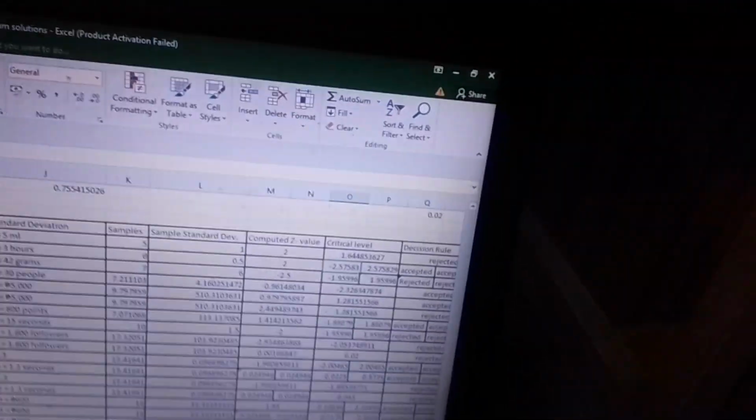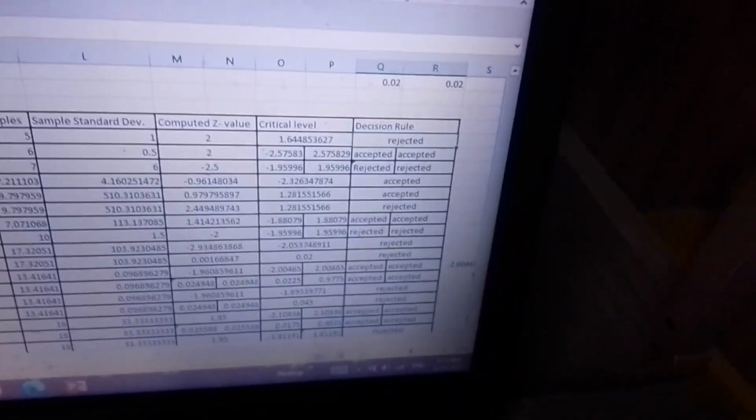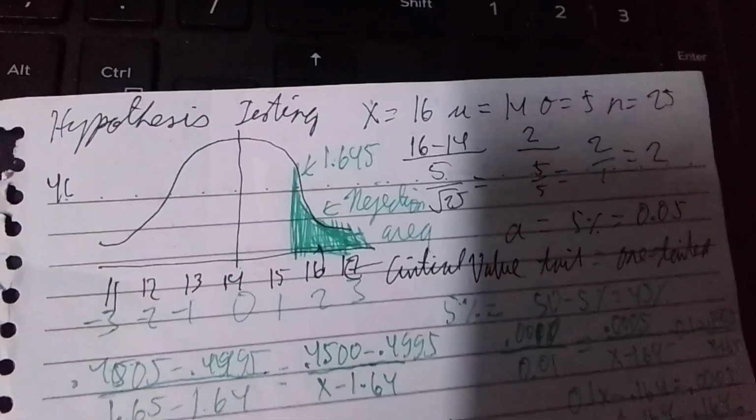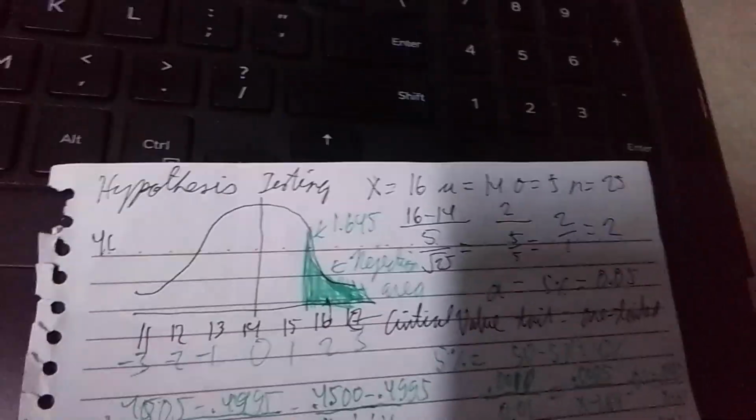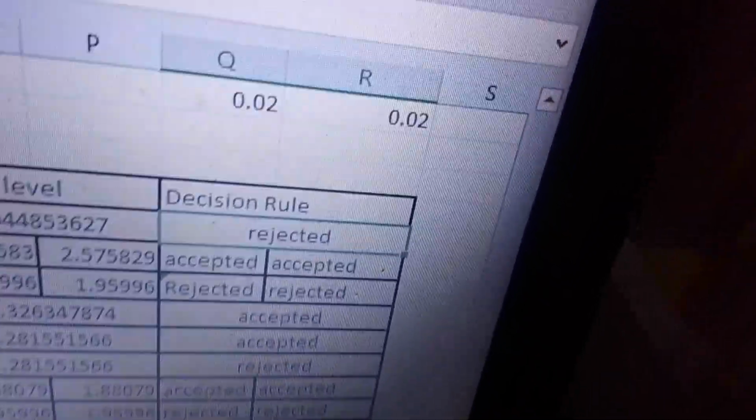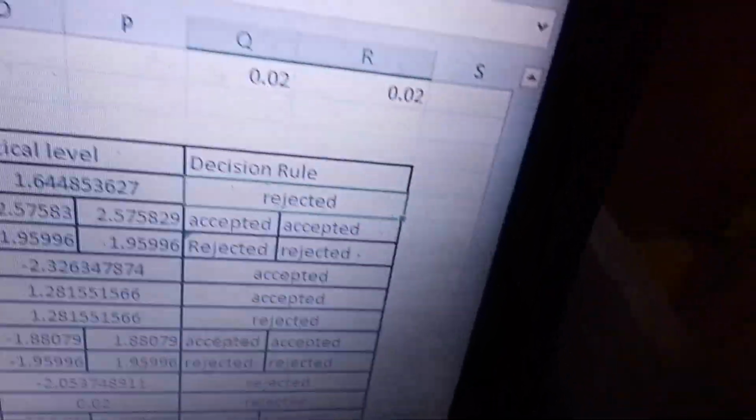And then the last thing you need to do is the decision rule. When we say decision rule, this tells if the null hypothesis is rejected or accepted. Remember, if your computed z value lands on the rejection region, you're forced to reject the null hypothesis. And here I said we rejected it. But how did I make this formula? It's like this. I used the IF formula.